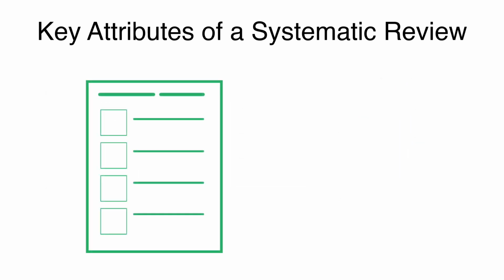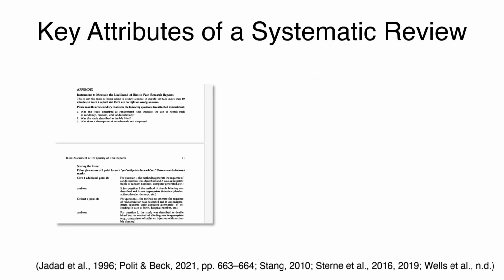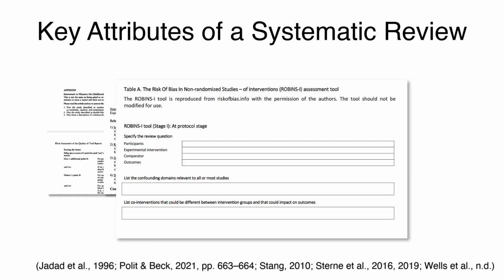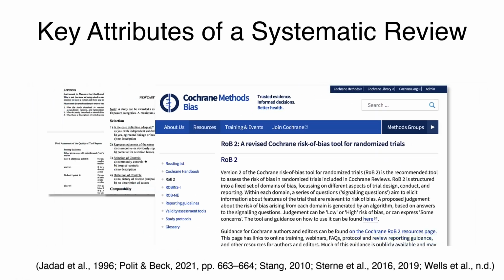This would include using a quality assessment tool, which comes in the form of scales or checklists, rating bias or other aspects of primary studies. Examples of quality assessment tools include the Jadad scale, Newcastle-Ottawa, ROBINS-I, the JBI quality assessment checklists, and the Cochrane Risk of Bias tool.